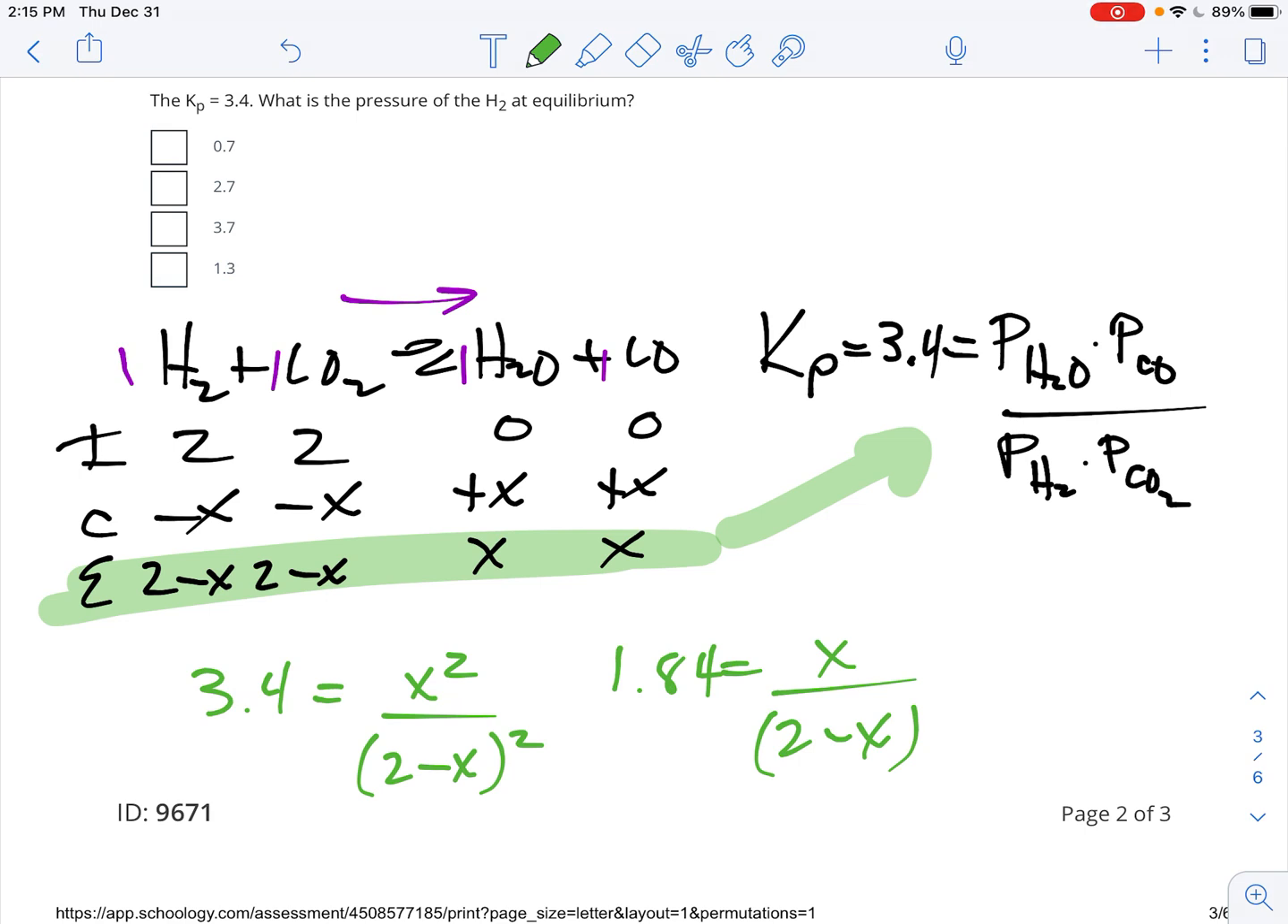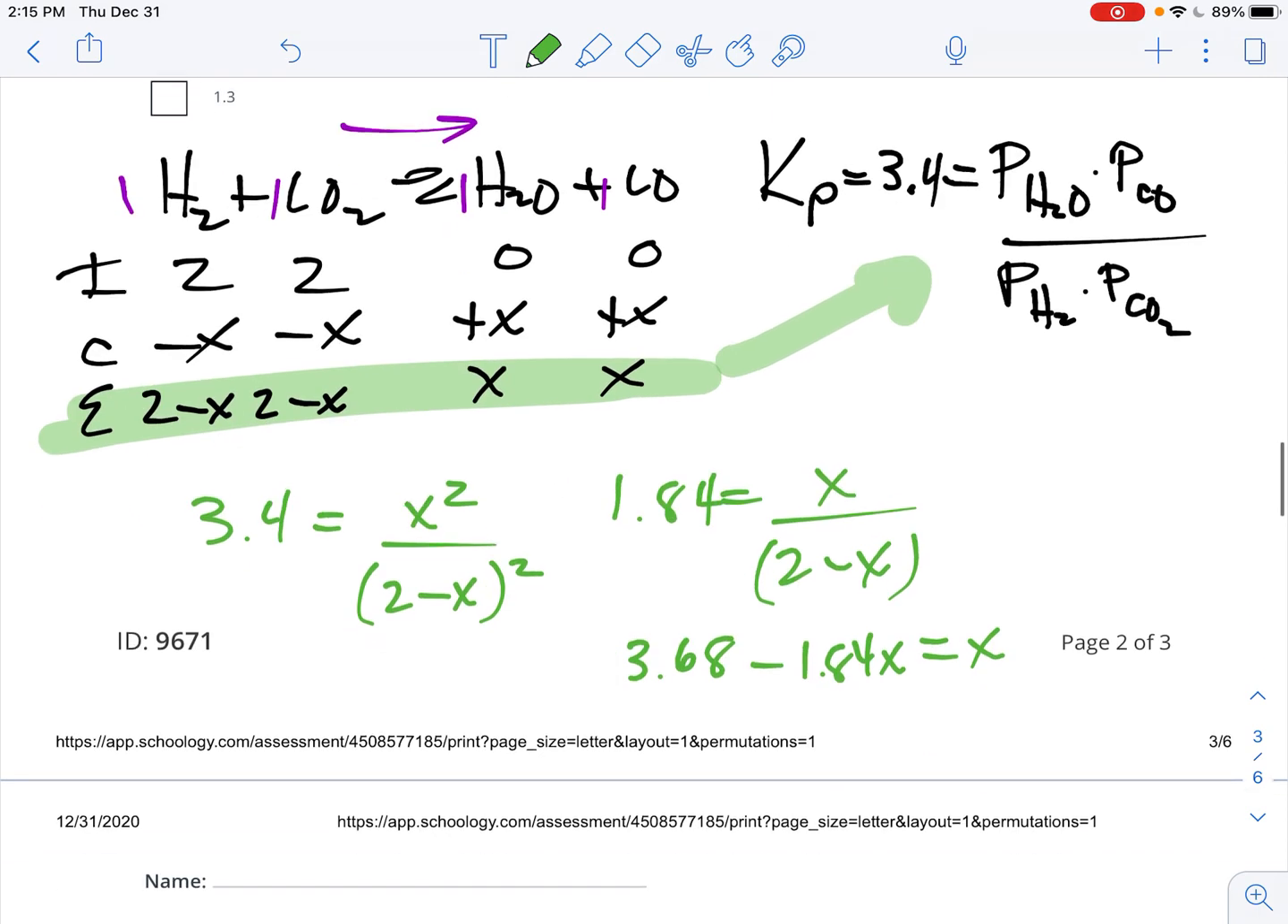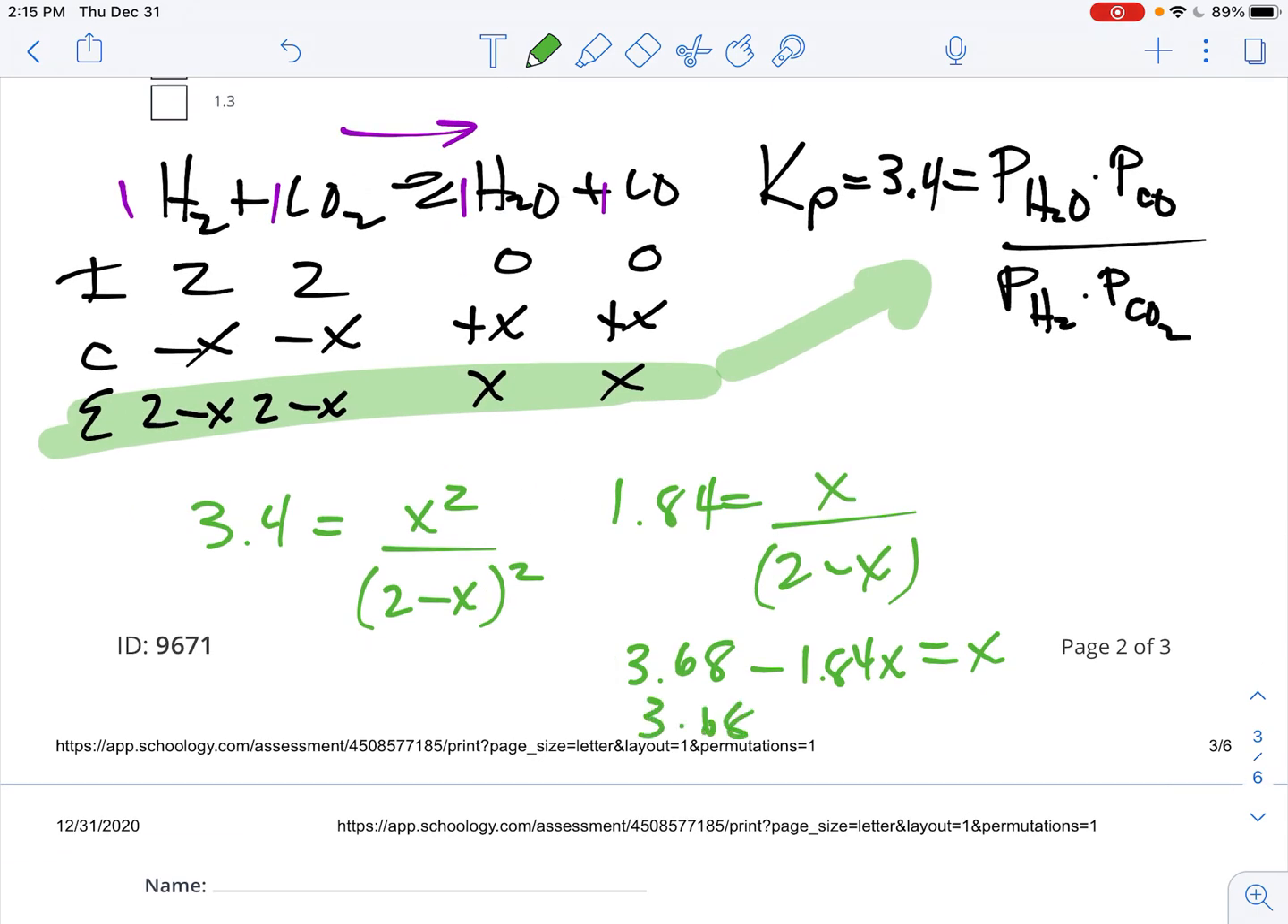So 1.84 times 2 gets me 3.68 minus 1.84x is equal to x. So then it looks like 3.68 is going to be equal to 2.84x. And then x is equal to 3.68 divided by 2.84, so x is going to be equal to 1.3, or so.